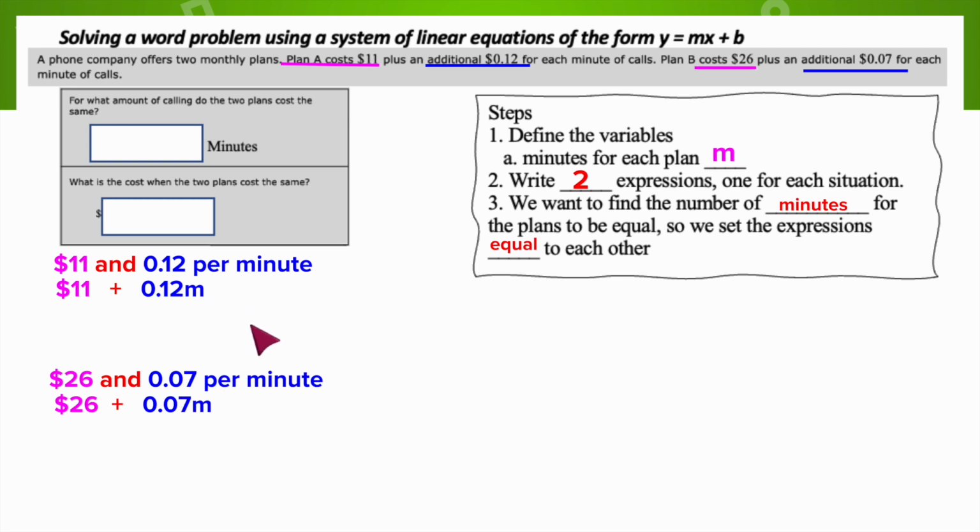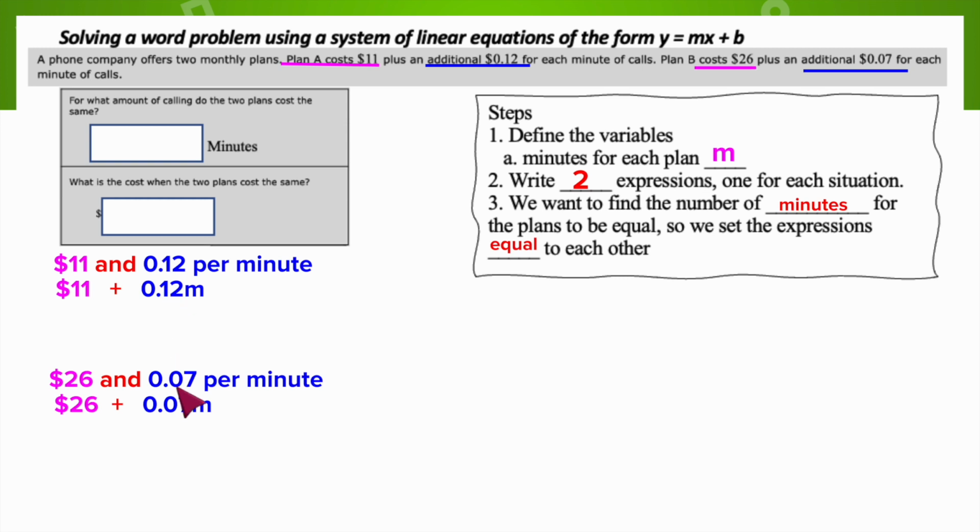And what this actually helps you do, if you figure out the break-even point here, which is not truly a break-even point, but the equal point, then you can decide which plan is the best. Because if I'm going to talk less than this equal point, then the plan that costs less to begin with would probably be the better plan to go with, even though it costs more per minute. I'm not going to be talking as much.